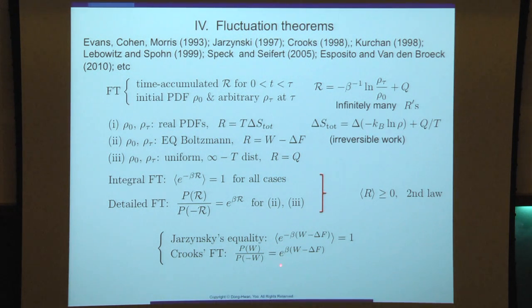initial distribution should be guaranteed. For this W, that is the work production case, the initial distribution should be a Boltzmann. So the important thing is the initial PDF is very important for the fluctuation theorem. So if you do not have a proper initial distribution, then the fluctuation theorem does not hold.